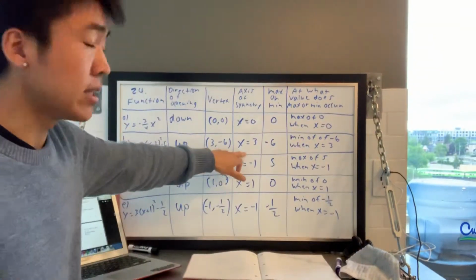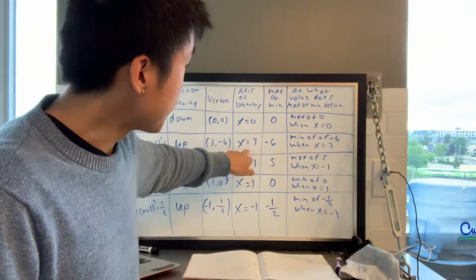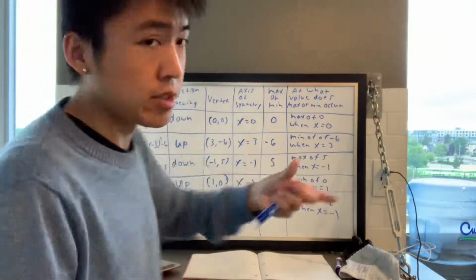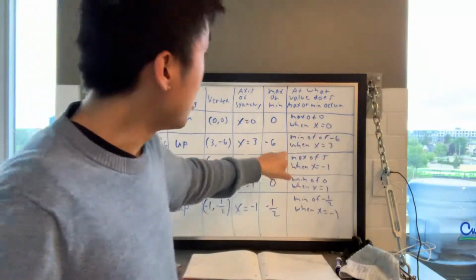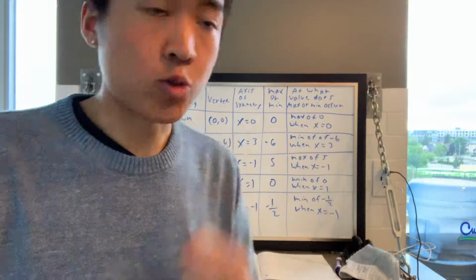So in this case, x is indeed 3 for the axis of symmetry, because the h of the vertex, since the vertex is denoted h, k, is 3. Then the max or min is going to be a min because it opens up. It has the lowest point of -6, so it's a min of -6 when x equals 3.